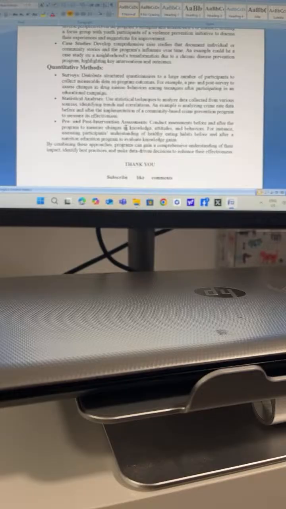By combining these approaches, programs can gain a comprehensive understanding of their impact, identifying best practices, and make data-driven decisions to enhance their effectiveness.